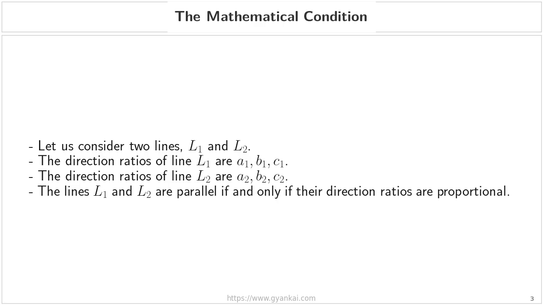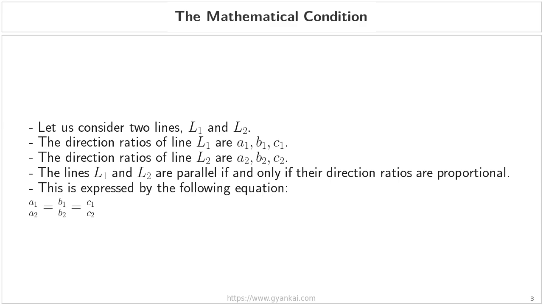The core rule you need to memorize is this. These two lines, L1 and L2, are parallel if and only if their direction ratios are proportional. What does proportional look like in practice? It is expressed by this equation: a1 over a2 equals b1 over b2, which also equals c1 over c2.